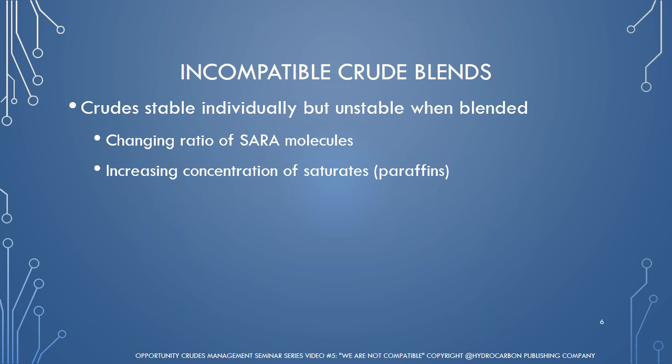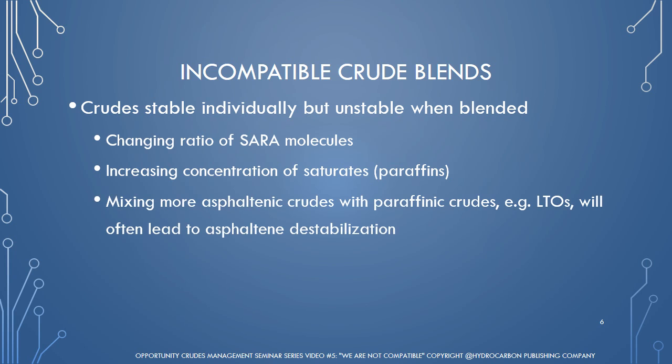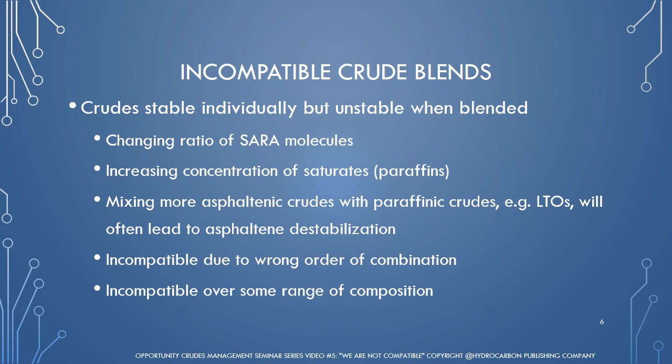In general, mixing asphaltenic crudes with crudes that are more paraffinic, such as light tight oils, causes the asphaltenes to become destabilized. Crudes being combined in the wrong order is a reason for crude incompatibility. Other reasons for incompatible crude blends include incompatibility over some range of composition, and, for certain blends, high temperatures.